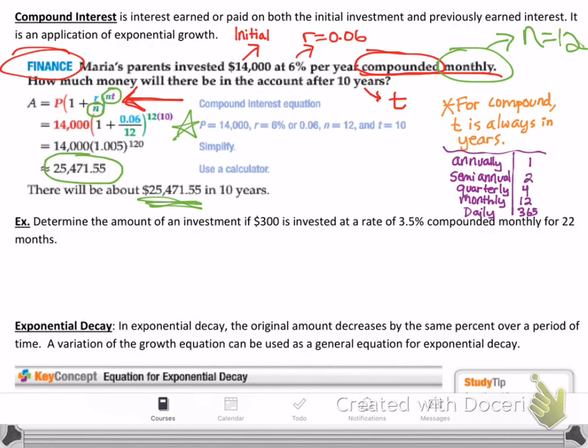Okay, so let's do this example. It says determine the amount of an investment if $300 is invested at a rate of 3.5% compounded monthly for 22 months. You know what? Let's change that to 22 years, just because, again, you need years. Take a minute to see if you can get the equation using the compound interest equation.